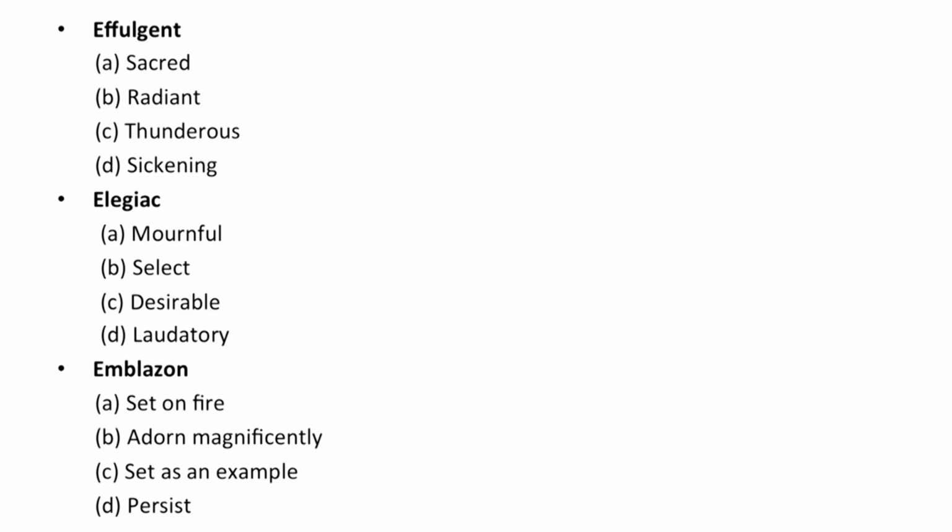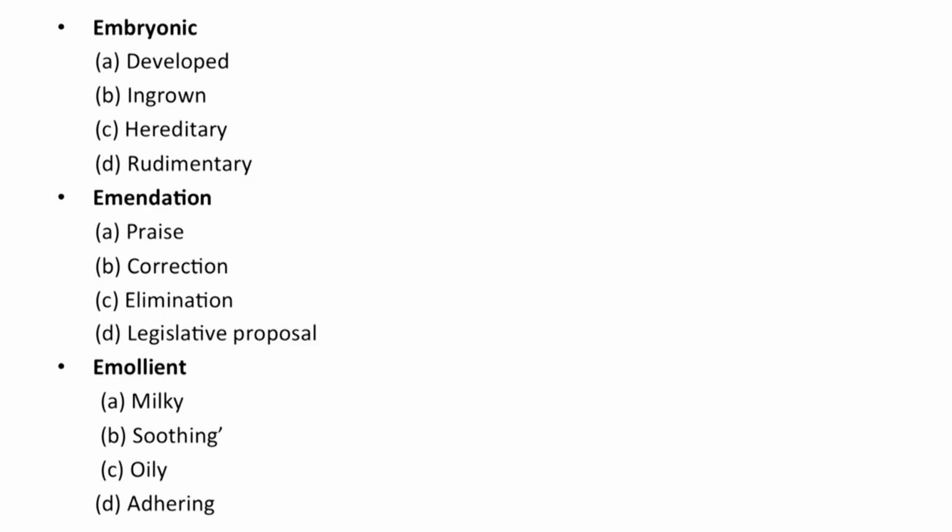Next slide. Effulgent: sacred, radiant, thunderous, sickening. Elegiac: mournful, select, desirable, laudatory. Next word. Emblazon: set on fire, adorn magnificently, set as an example, persist. Next slide. Embryonic: developed, ingrown, hereditary or rudimentary. Emendation, please note there is no spelling error here, it's not amendation, it's emendation. Praise, correct, elimination, legislative proposal. And next word is emollient: milky, soothing, oily, adhering.